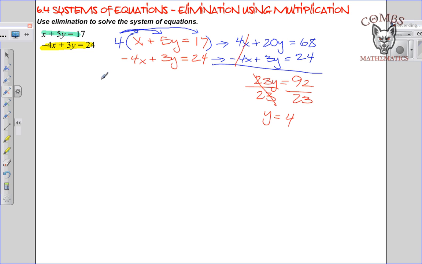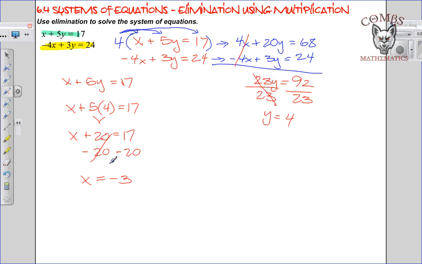Now, we want to find the value of x. So, again, it doesn't matter if you use the first equation or the second equation, but we simply need to substitute our value for y into either equation and figure out what x equals. So, I'm going to use the first equation, x plus 5y. We found that y is equal to 4, so x plus 5 times 4 equals 17. I can evaluate 5 times 4, x plus 20 equals 17, and isolate the variable term by subtracting 20 from both sides. x equals negative 3.